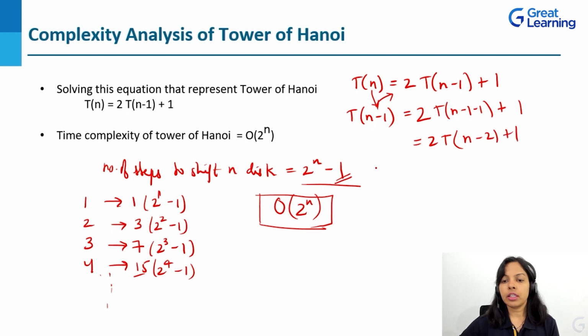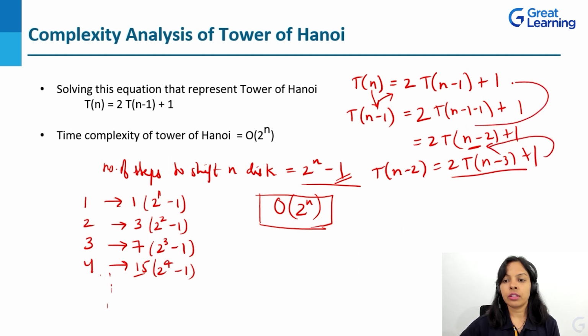Similarly, if I put this for n minus 2, because n minus 2 is what we want, you'll get 2 times T of n minus 3 plus 1. And if I substitute this into this equation, going ahead with substitutions and methods, if you apply and solve this equation, you will end up with the time complexity of O of 2 to the power n.